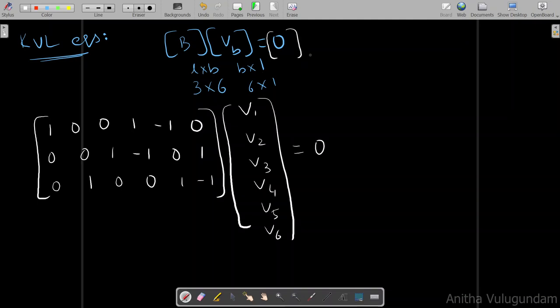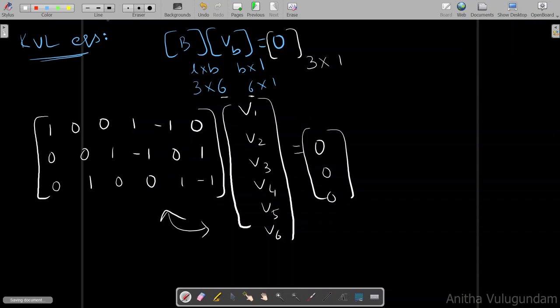This is also a matrix. If you multiply these two matrices, the order obtained will be 3 cross 1, since multiplying a 3 by 6 matrix with a 6 by 1 matrix gives 3 by 1. So you can write this as 3 rows and 1 column. If you multiply these two matrices, we will get equations like 1 into V1 plus 0 into V2 plus 0 into V3 plus 1 into V4 minus 1 into V5 plus 0 into V6 equal to 0. Wherever you have 1s, the corresponding 1 is multiplied with the corresponding element here. So V1 plus V4 minus V5 equal to 0.